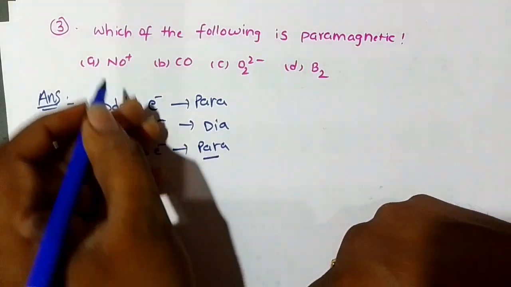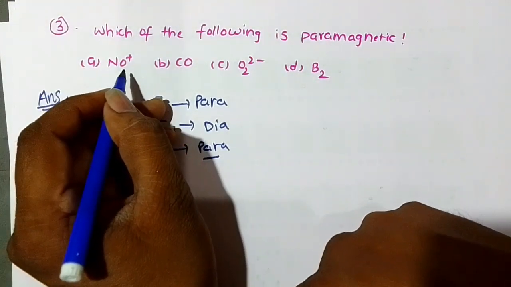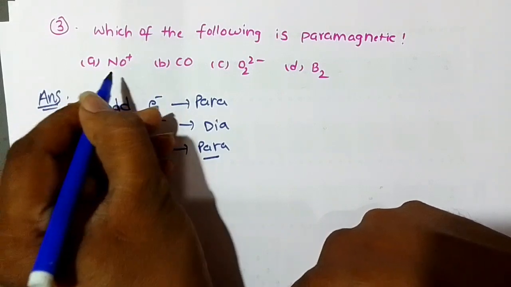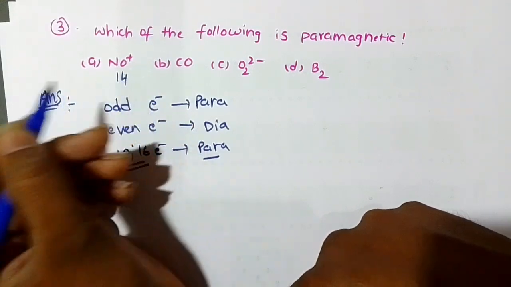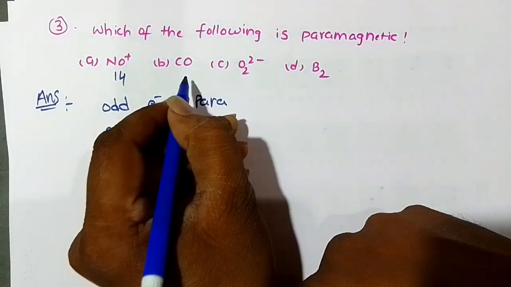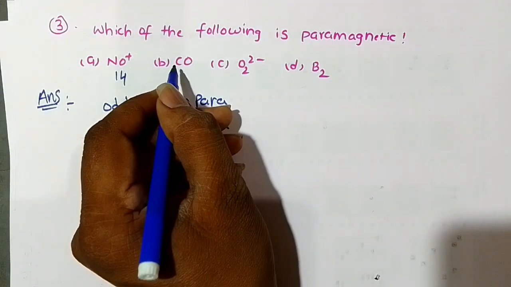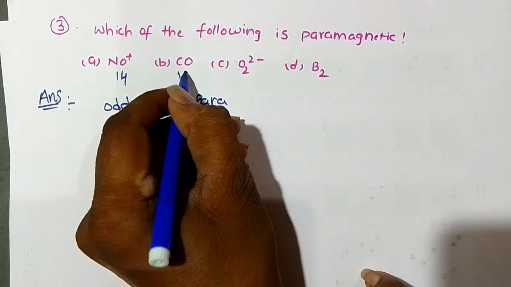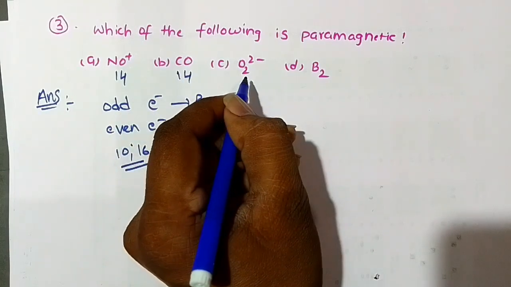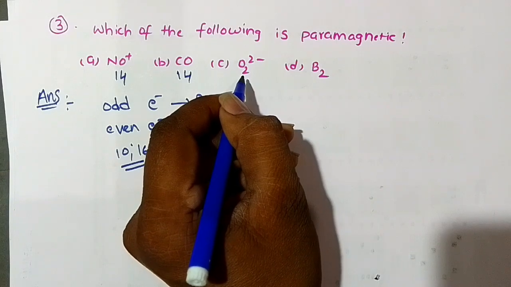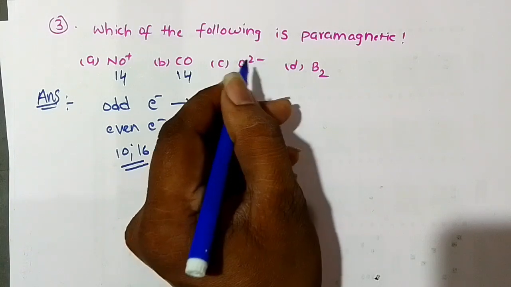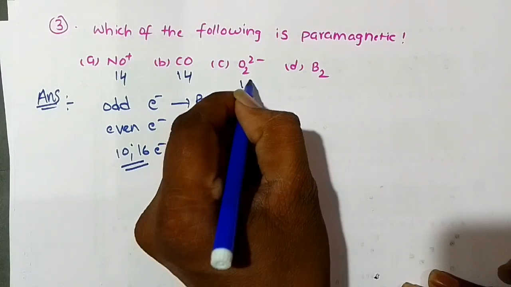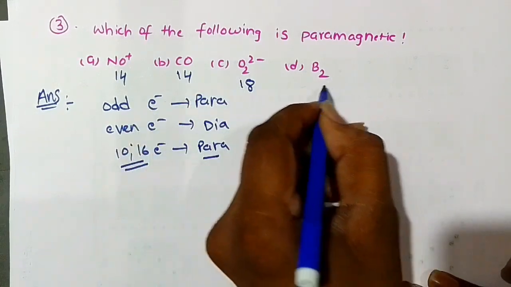Now NO plus contains how many electrons? Nitrogen atomic number 7. 7 plus 8, 15. Positive charge means 1 electron is less, so 14 electrons. Next CO, carbon 6 and oxygen 8, 8 plus 6, 14. O2 2 negative: oxygen 8, 8 plus 8, 16. 2 negative means we should add 2 electrons, 16 plus 2, 18. And B2.